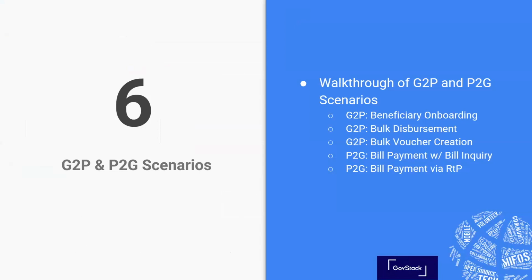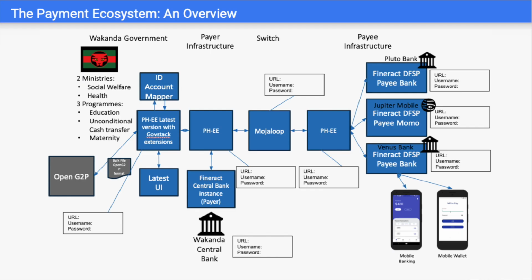Okie doke. So next, what we're going to do is walk through, in a little bit more detail, some of the G2P and P2G use case scenarios before we go over to a recap. Before we go through the flowchart, I just wanted to give you this diagram.